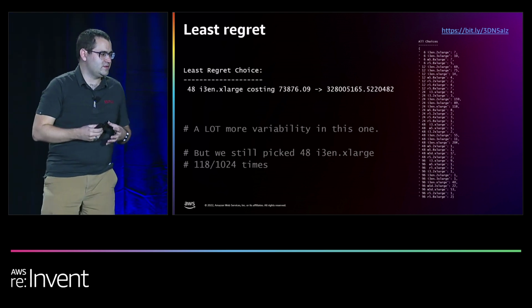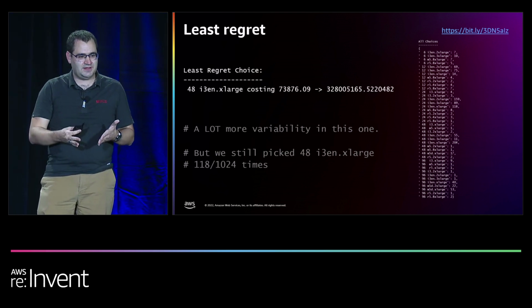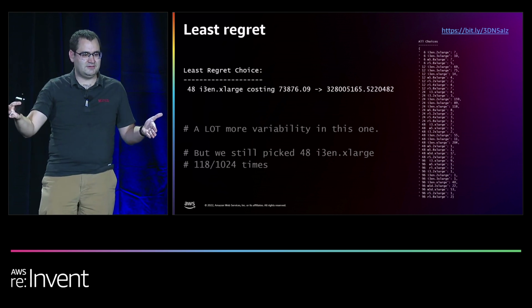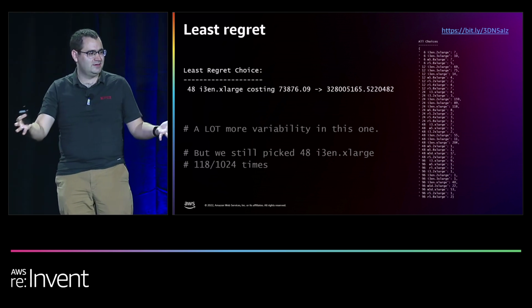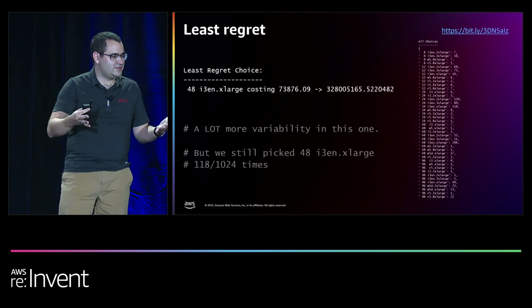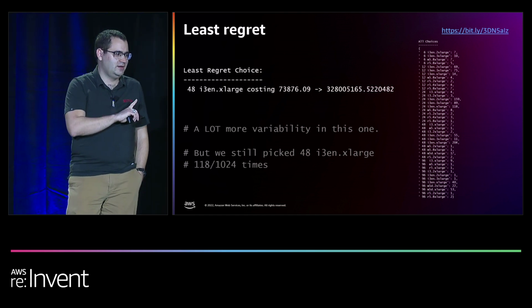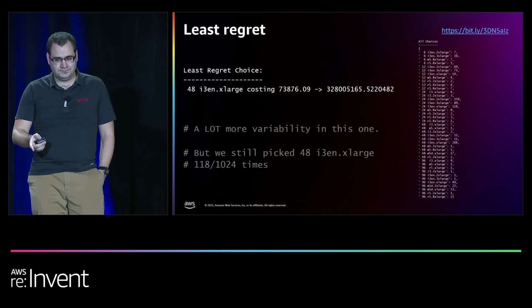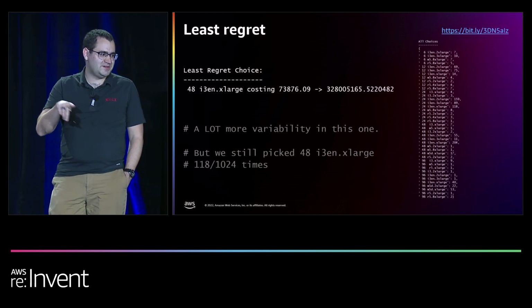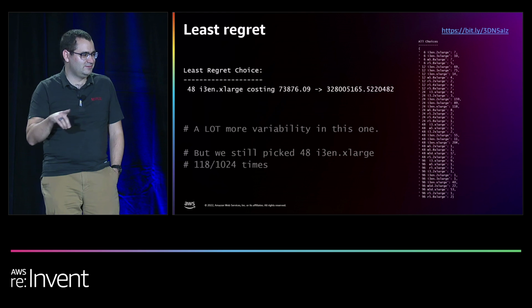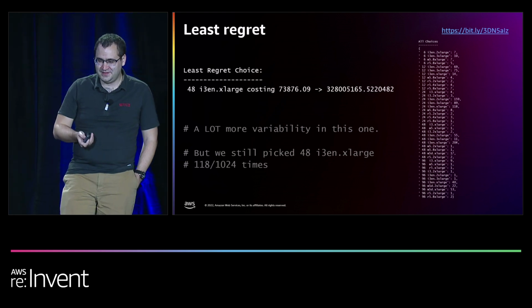There's a lot more variability in this one because the user input was less specific. 100,000 to 1,000,000 writes per second is a big user interval. There's a lot of uncertainty here. But even with all this uncertainty, we still pick that exact cluster a large number of the times. And the regret of a cluster to itself is 0. So those zeros usually cancel out most of the things.